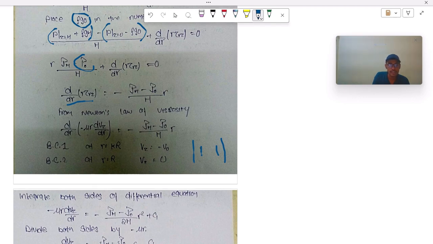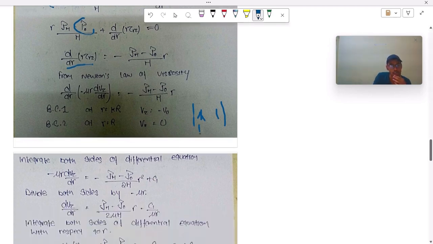the fluid is moving with the same velocity as the slug. So at r is equal to kappa R, we have Vz equal to minus V naught, because it is moving in the downward direction and we have taken the z direction positive upward. So that's why it is minus V naught.